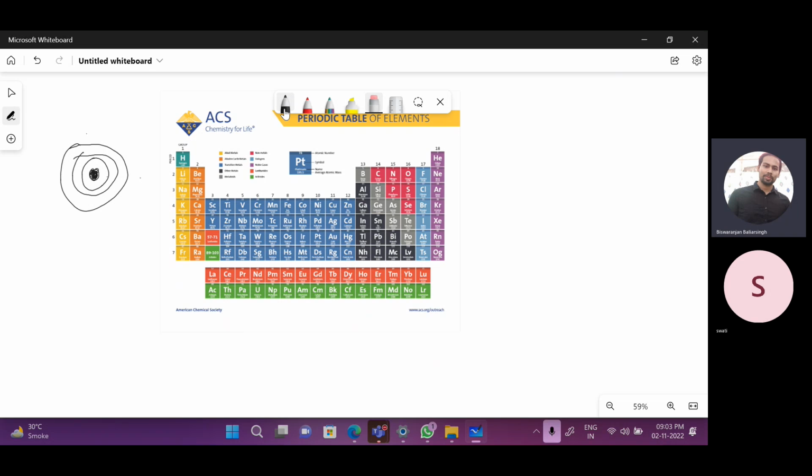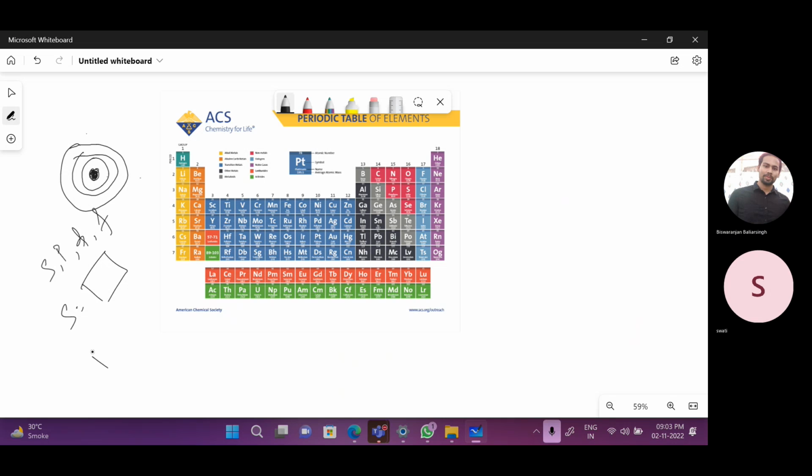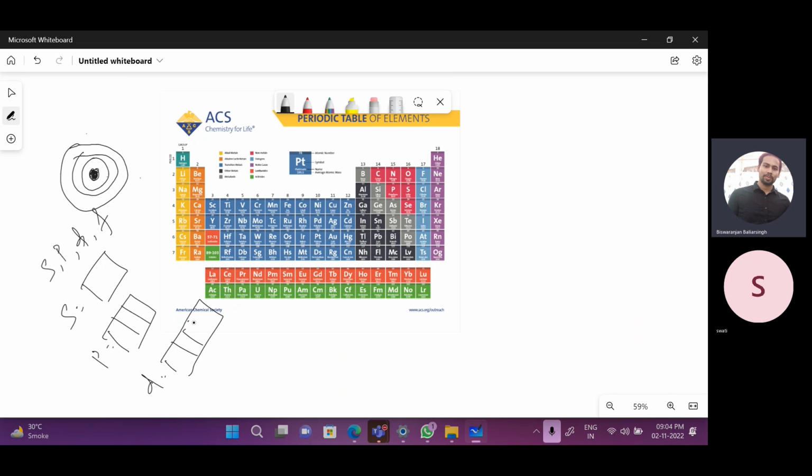Then what happens? We got to know that there are various suborbitals in the shells: s, p, d, and f. The s orbital has one cell, the p orbital contains 3 cells, the d orbital contains 5 cells, going up by two each time, and f contains 7 cells.